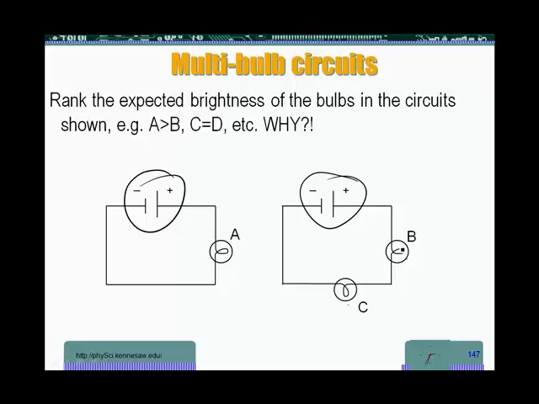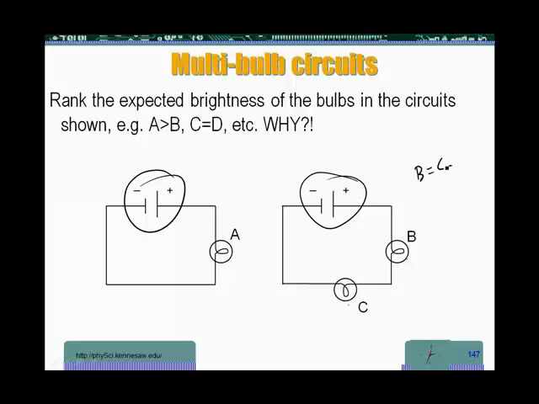Now, because I have the same current, and since they are identical light bulbs, the voltage across C should be the same as the voltage across B. So they have the same current, same voltage, so they should have the same power. If they have the same power, that means they are going to light up by the same amount. So B and C are going to be equal to each other.